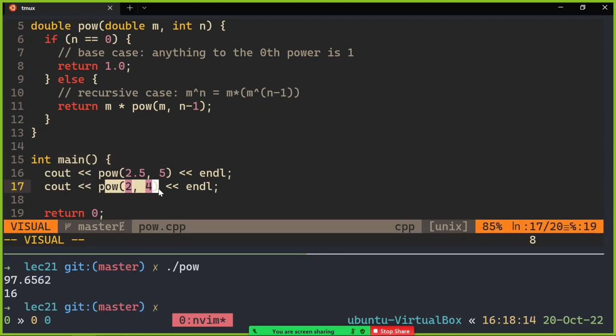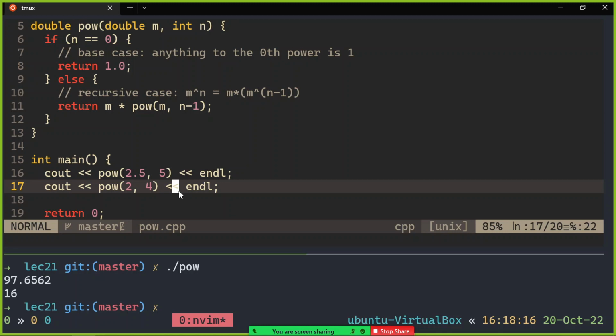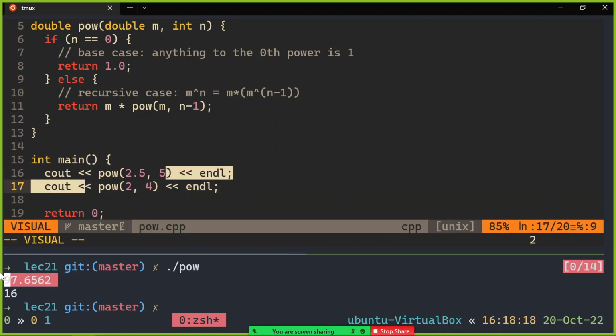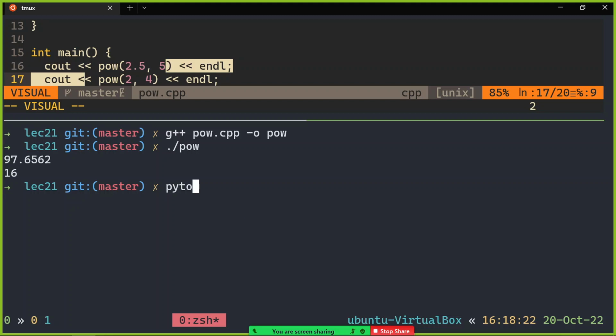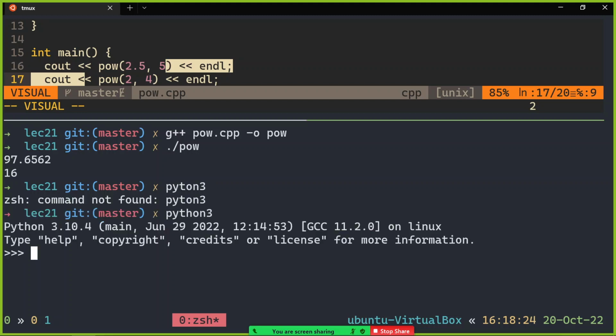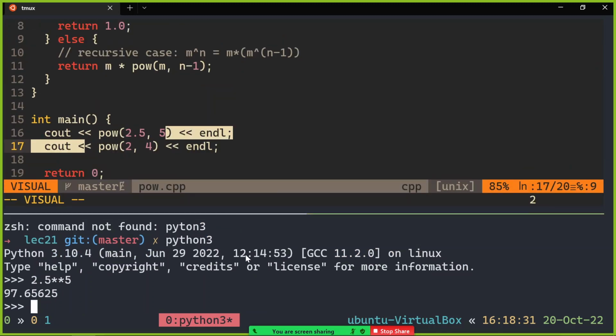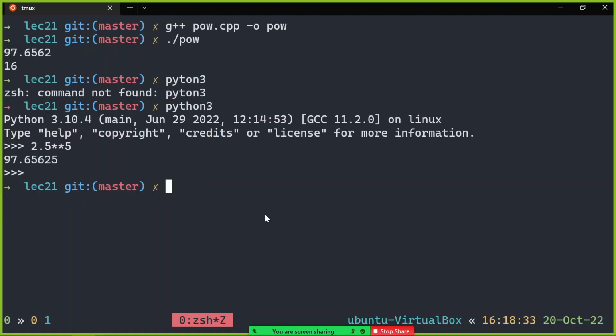So we get 16 for 2 to the 4th. That makes sense. 2, 4, 8, 16. And then 2.5 to the 5th is apparently 97.6562, which we can check in Python. Python, 2.5 to the 5th. Yay. 97.6525, I guess, is their answer.